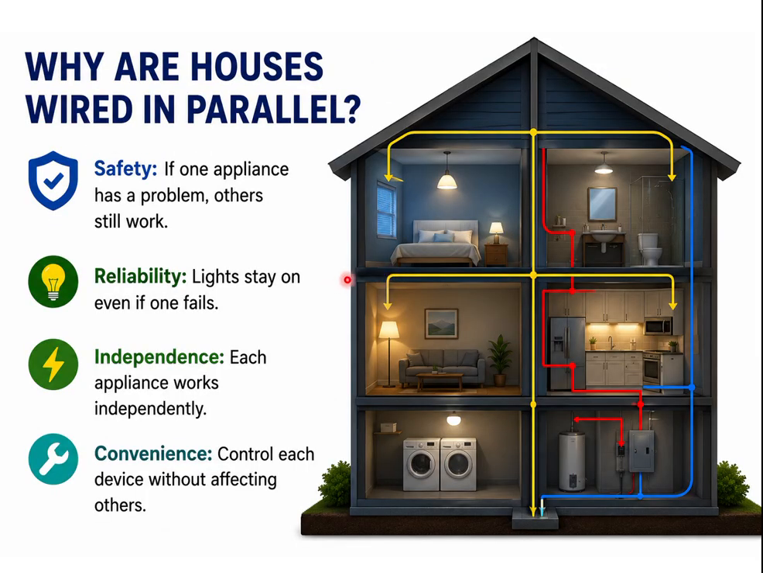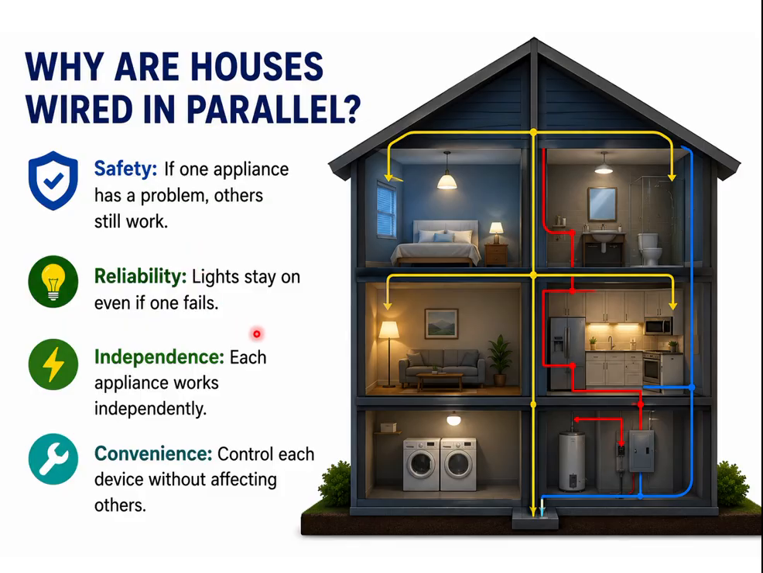And why are houses wired in parallel? First is safety. If one appliance has a problem, others still work fine. Reliability, light stays on even if one fails. And again, we need to have independence, because each appliance is supposed to work independently. One appliance is not supposed to depend on another.